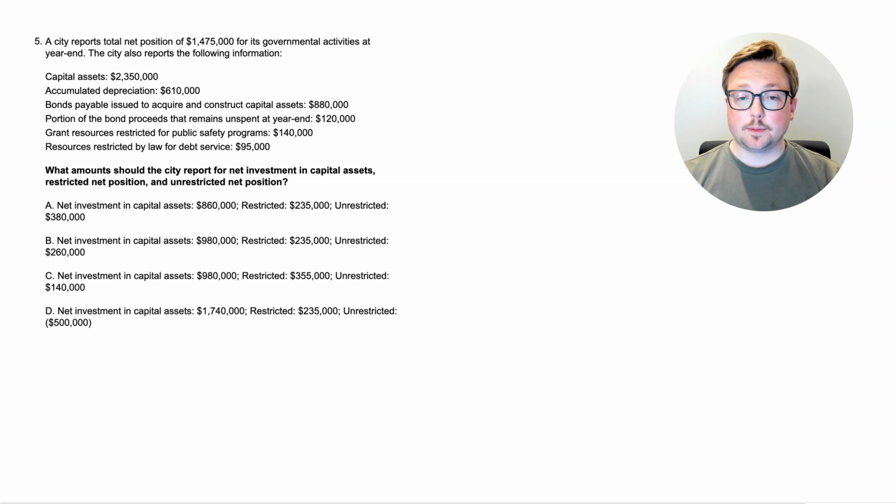A city reports total net position of $1,475,000 for its governmental activities at year end. The city also reports the following information. They had capital assets of $2,350,000, accumulated depreciation of $610,000, bonds payable issued to acquire and construct the capital assets for $880,000. There was a portion of those bond proceeds that remains unspent at the year end of $120,000. They had grant resources restricted for public safety programs of $140,000 and resources restricted by law for debt service. So with that, we're going to take everything we just learned how to calculate, and figure out how to get each piece of net position in this question.